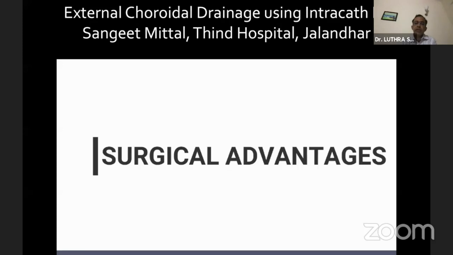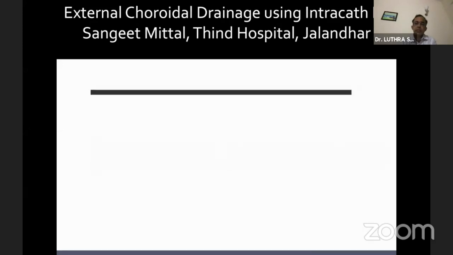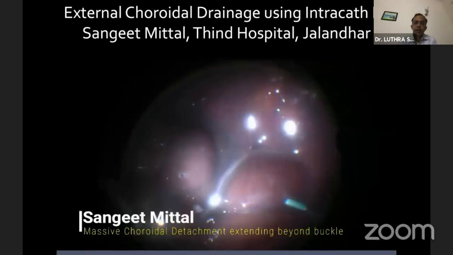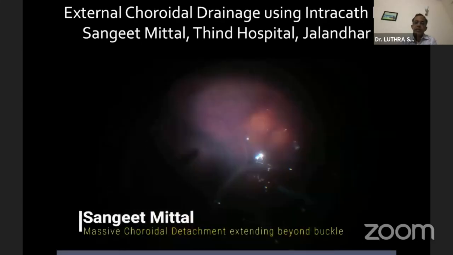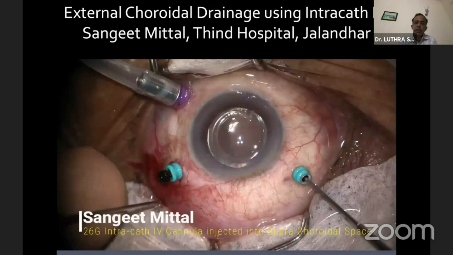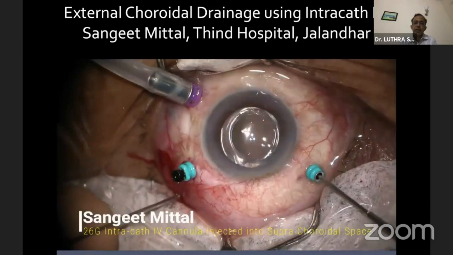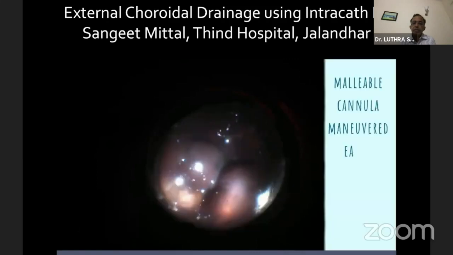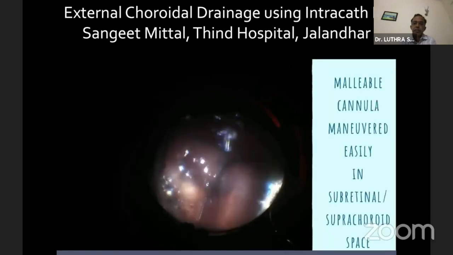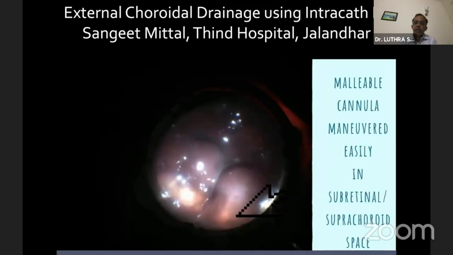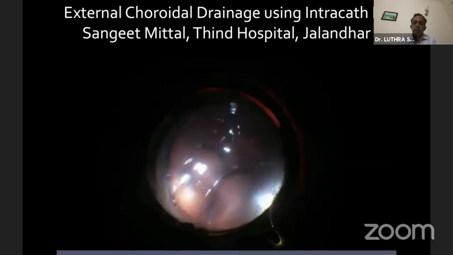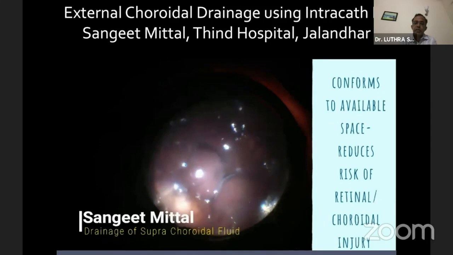And what are the advantages in his hands? So this is a case of post-scleral buckling with recurrent choroidal detachments. So you can see that these are the posterior loculated areas of choroidal detachment, which can be entered using this technique, because anteriorly you have the buckle effect. So you can see the tip of the external intracath in the suprachoroidal space.